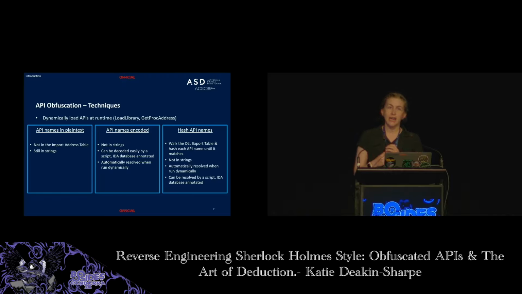Another technique is to hash the API names. In this case, usually on startup, the implant will walk the DLL export table, hashing every API name it comes across until it finds one that matches what it has. This does give a similar level of protection to encoding the API names. It won't appear in strings. It will automatically resolve when you run it. And you can write a script. It's a little bit more of a pain, but it is ultimately pretty straightforward to do.